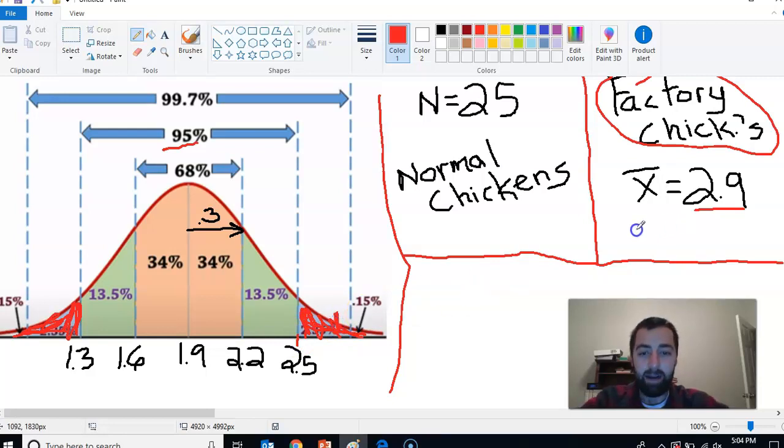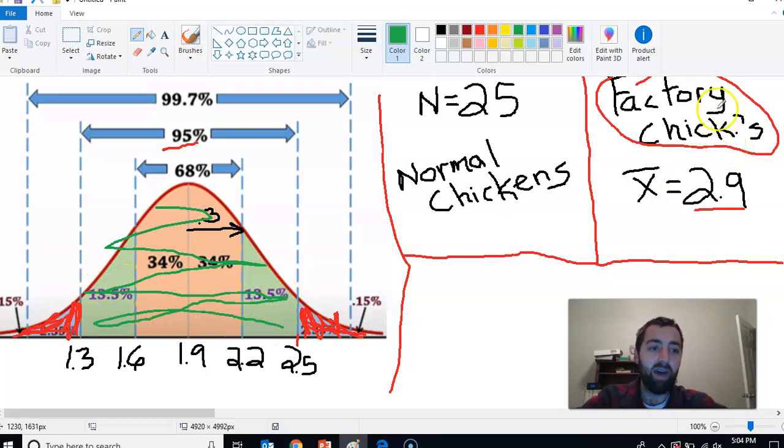If a sample has an average that falls in these critical regions, we say that there's a less than 5% chance of getting a sample with an average like that, either greater than 2.5 or less than 1.3. Because 95% of samples will have an average between 1.3 and 2.5. So in other words, 95% of samples will be in this region right here. And we took one sample of these factory chickens, and they just happen to be in this critical region.